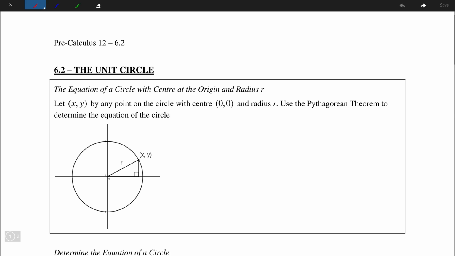So suppose we have the point (x, y) on the circle with center (0, 0) and radius r. We know that the x coordinate is x and the y coordinate is y. So for any point on the circle, we have the following relationship: x squared plus y squared is equal to r squared, since these three sides make a right triangle.